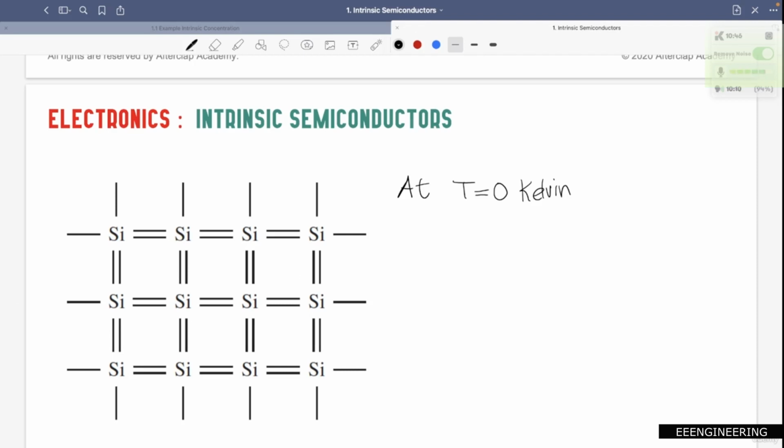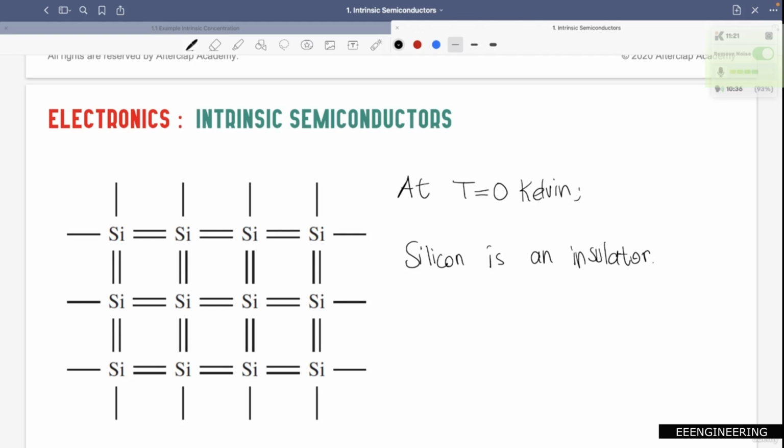Therefore, at T equal to 0 Kelvin, we could say that silicon is an insulator. And that's actually the best part of having a semiconductor. It may act like an insulator sometimes and also like a conductor sometimes, according to your need. That's the reason why we are using semiconductors. We have the flexibility. So what I'm saying right now is that at T equal to 0 Kelvin, silicon is an insulator.